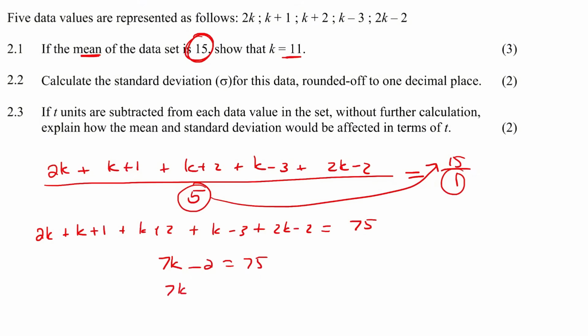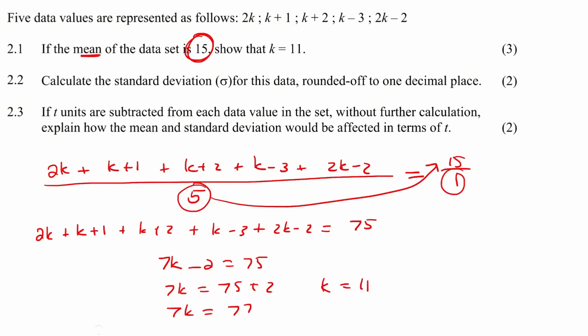So then if we take the 2 over, we end up with 7k equals 77. Divide both sides by 7, and k is 11. Okay, fantastic. Calculate the standard deviation to 1 decimal place. Look at that, 1 decimal place.